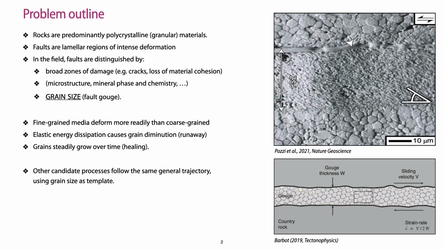It's known that fine-grained media deform more readily than coarse-grained media. Under deformation, elastic energy dissipation causes the diminution of grains or a reduction in grain size. This forms a runaway mechanism that can trigger earthquakes, as reduced grain size over time causes more intense deformation, which further reduces the grain size. In the absence of kinematic processes, on the other hand, grains steadily grow in order to minimize their surface energy, which provides a healing mechanism. Other faulting mechanisms may exhibit trajectories that are similar, and a string of authors have made useful physical models of fault friction over the years.